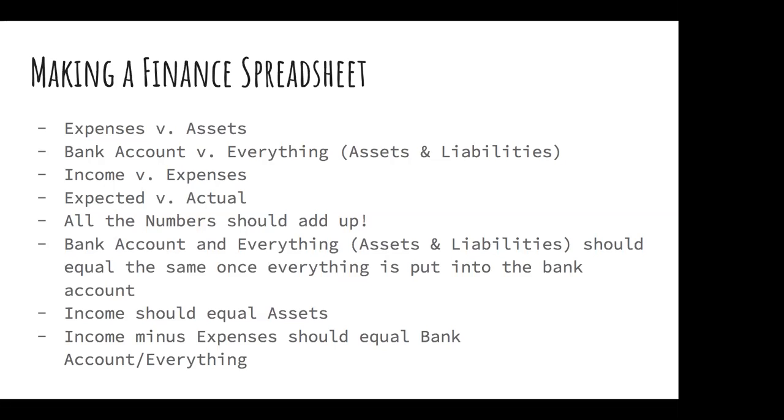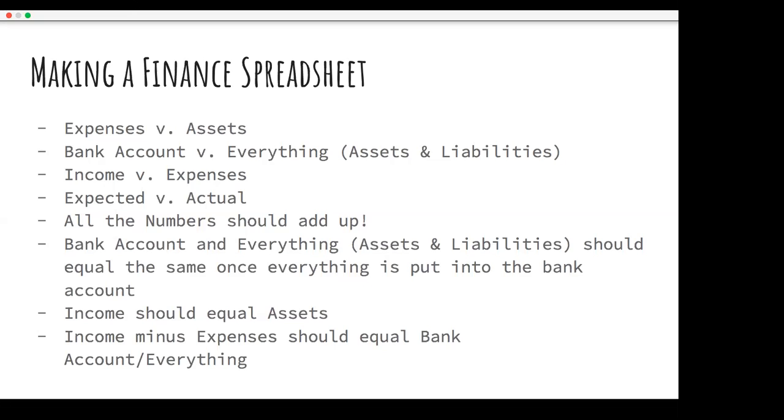The third sheet that you want is income versus expenses. This is essentially how much money we've made versus the amount of money we've spent. It's pretty simple. It's hard to describe when I'm just showing you words, but when I show you the actual spreadsheet, it'll be pretty simple to understand.